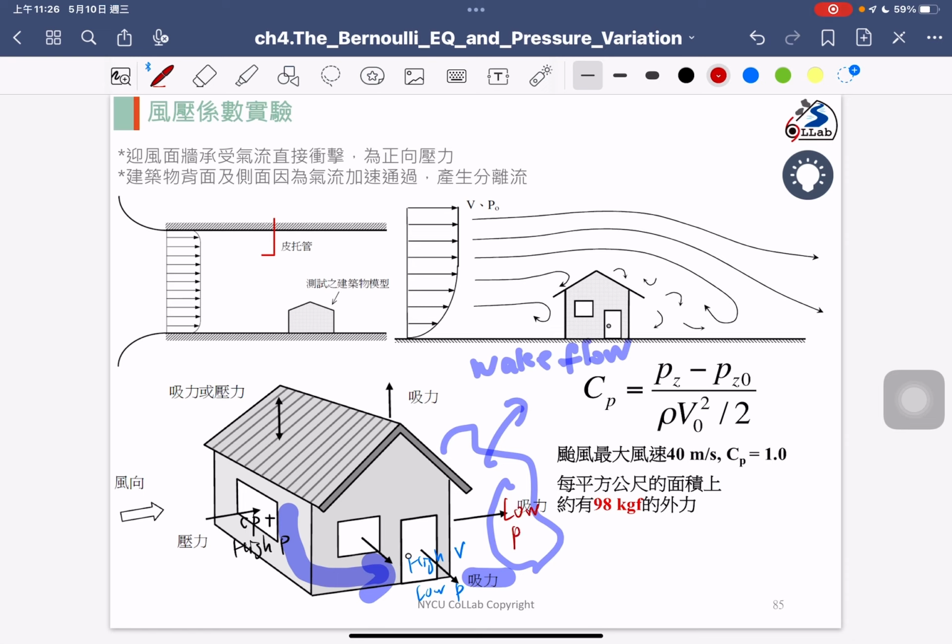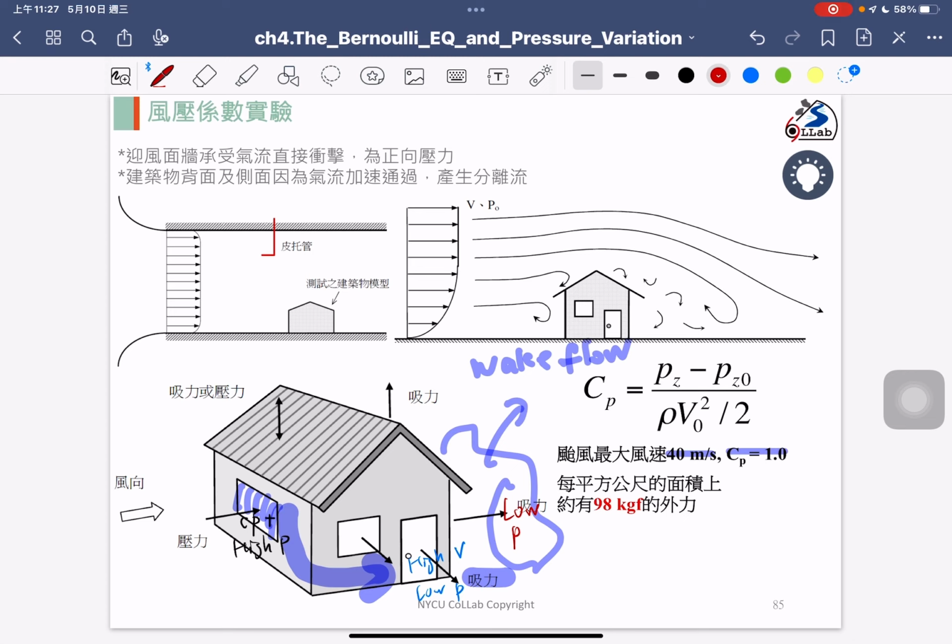Okay? So, right now we have a very quick exercise in here. If I know the CP value is 1, and during the typhoon period, the high wind speed is 40 meters per second, how about the force acting on the house front? Okay, how about the force acting on the house front?